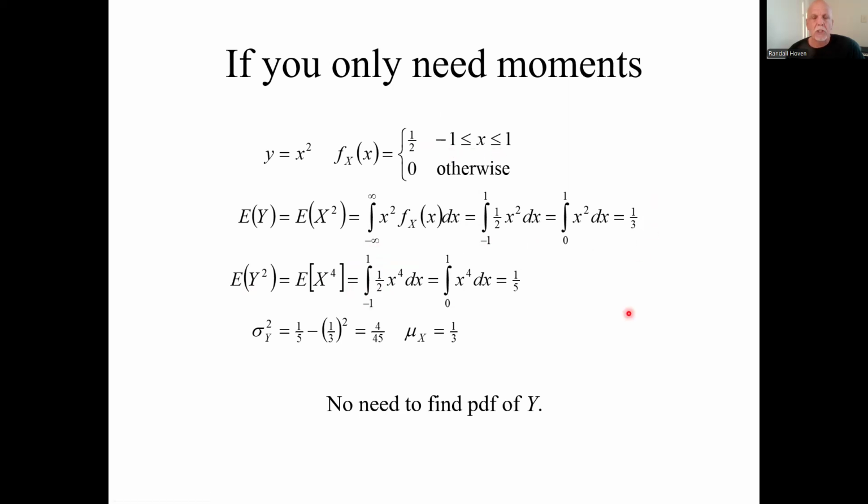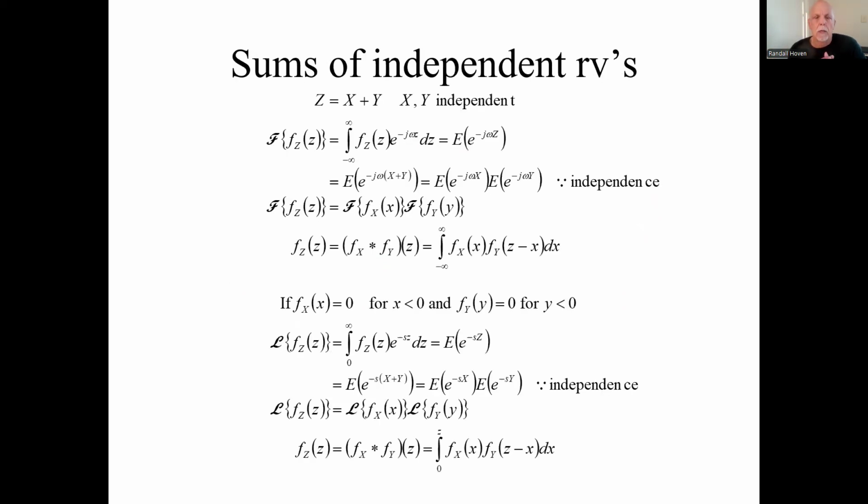So if all you need to do is get the moments, don't go through the pain of finding the entire PDF. I'll save this last part for another video. But if your function of two random variables is a sum, just x plus y, we're going to find out there's a possibly easier way to do it than what we just did. And I'll save that for another video.